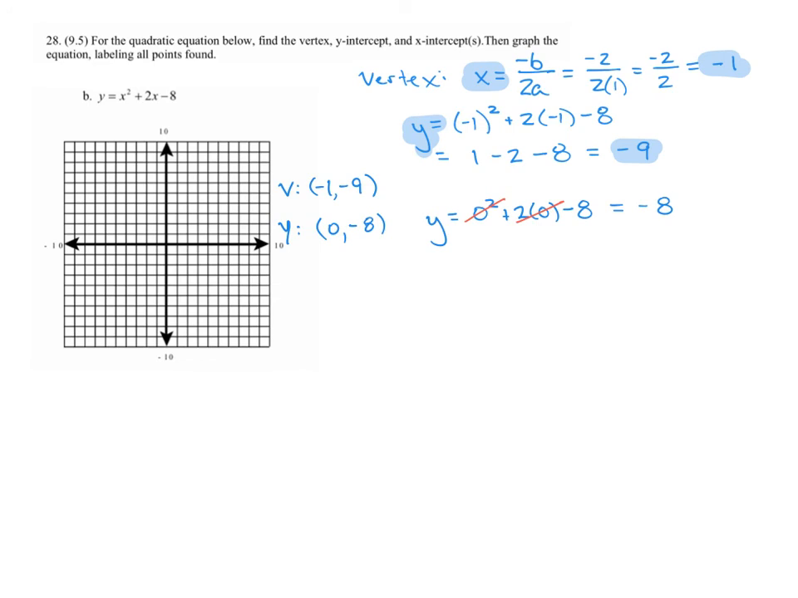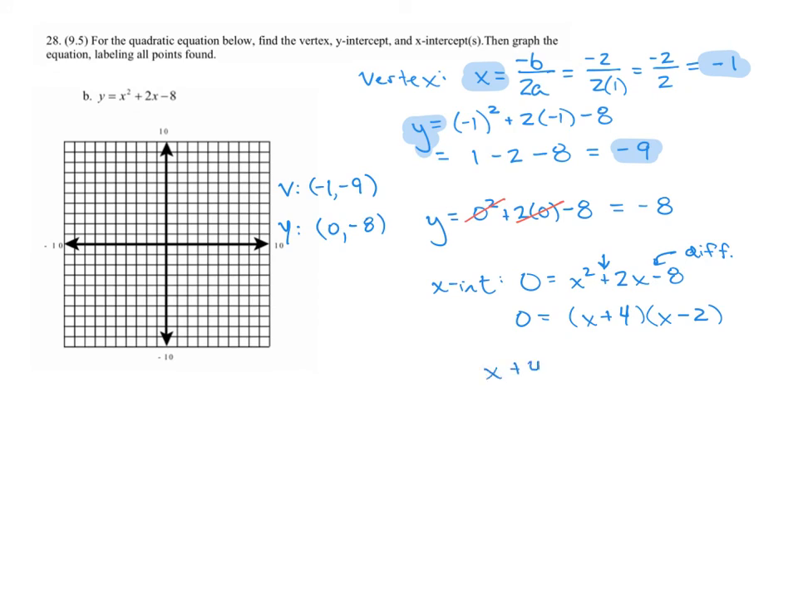And finally, we want to find our x-intercepts. So for x-intercepts, we're going to plug in 0 for y, and we solve for x. So if we factor this, we get x and x. Things that multiply to 8 and combine to 2 are 4 and 2. We have different signs. My larger number will be positive, so we get x plus 4 and x minus 2.